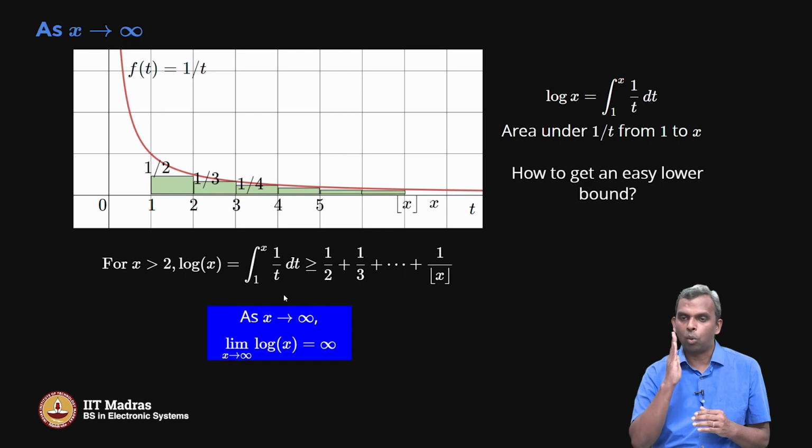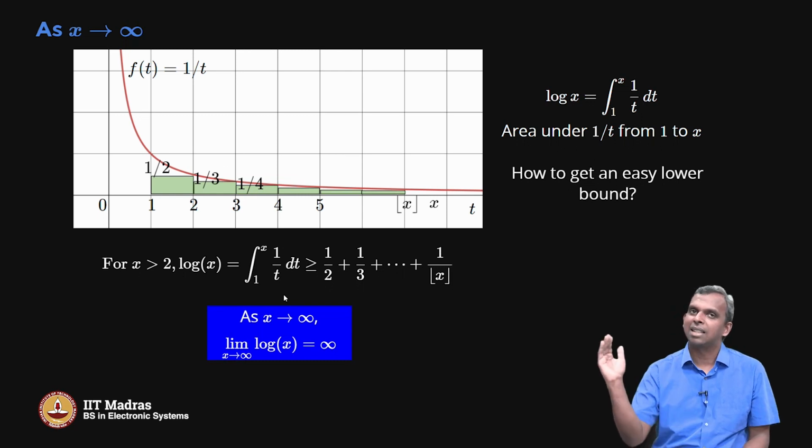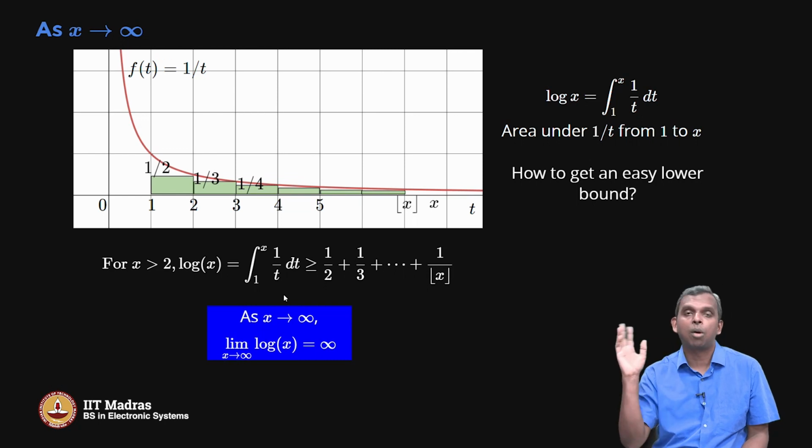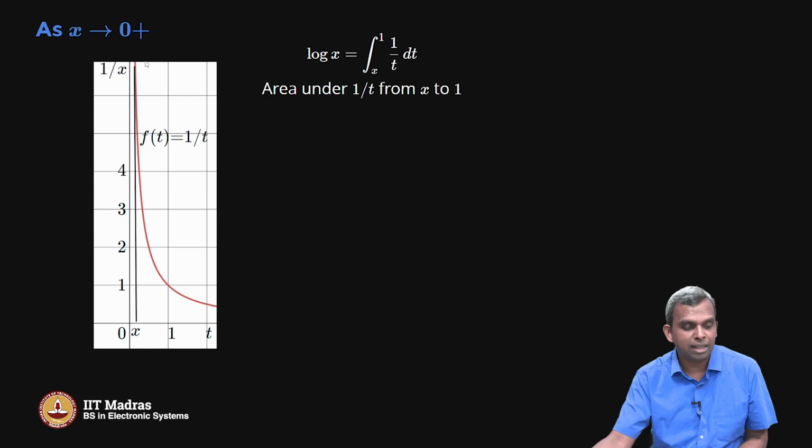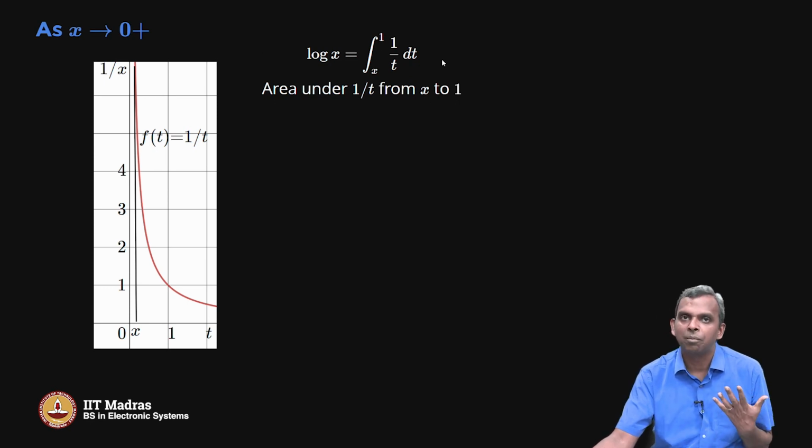Okay, so keep adding all these properties, right? Log 1 is 0, log x is increasing as x goes beyond 1, and it goes off all the way to infinity. It doesn't stop anywhere. Very important property. Likewise, if x is tending to 0 plus, again it turns out log x will tend to minus infinity. So that's the big result.